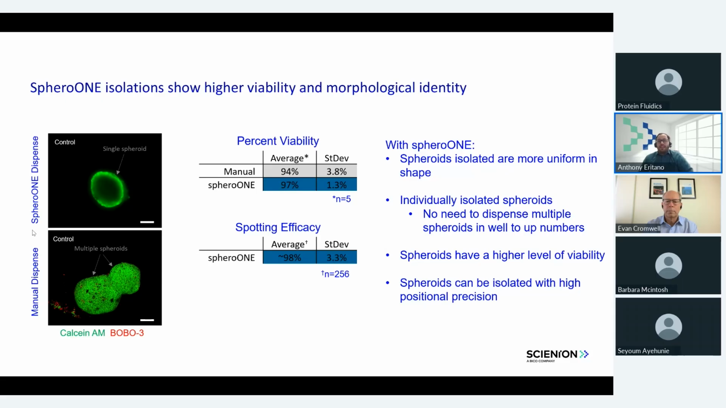We can show that the spheroids have a high level of viability, to confirm how gentle the machine is, and that they can be isolated into a position where we want them to be. And next slide.